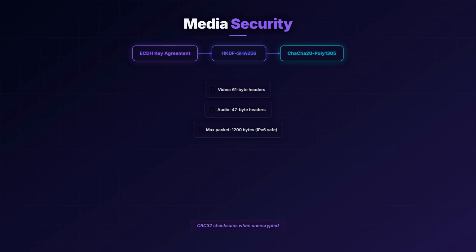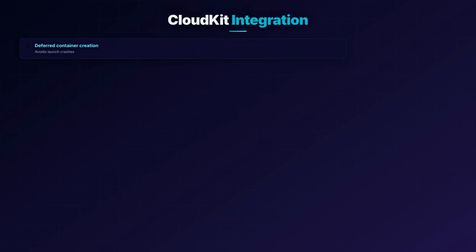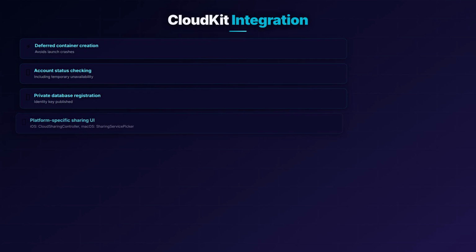Let me talk about the CloudKit module in more depth. LoomCloudKitManager handles the integration with Apple's cloud database. It defers container creation to an explicit initialize call to avoid launch crashes, which is a nice touch. It checks account status comprehensively, including temporary unavailability. It registers your device in a private CloudKit database and publishes your identity key ID and public key to CloudKit records. The ShareManager creates CKShare instances for peer records and provides platform-specific sharing UI.